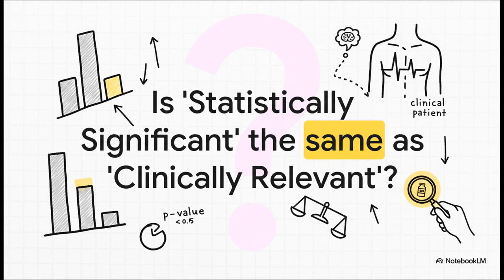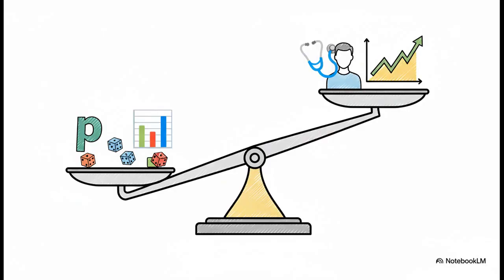Is a statistically significant result the same thing as a clinically relevant result? Does getting that p-value under 0.05 mean we found something that actually matters? The answer, of course, is a huge no. There are two totally different questions.